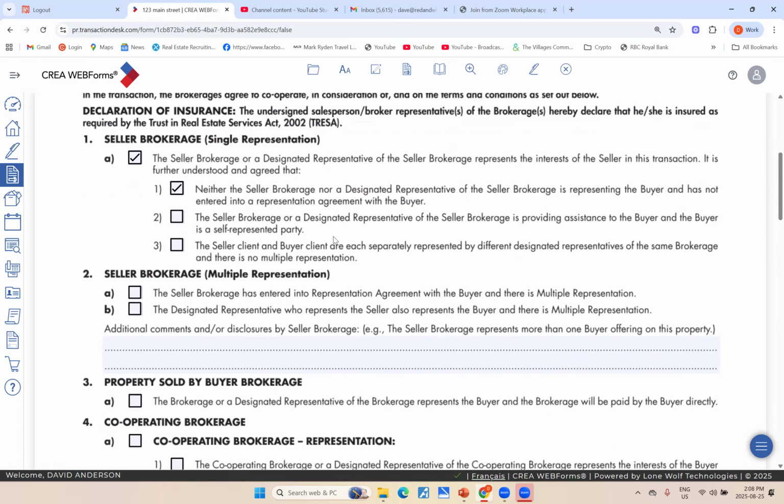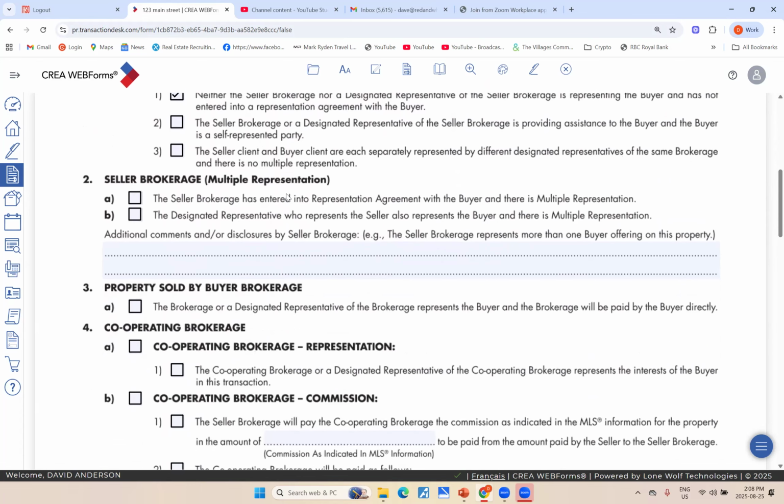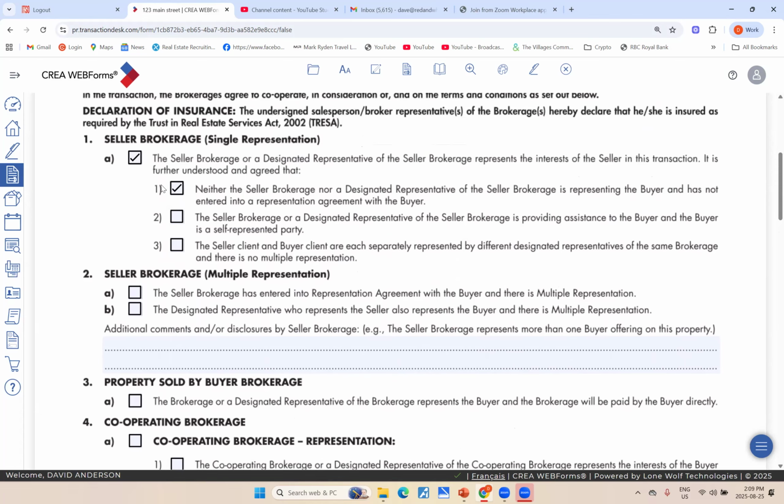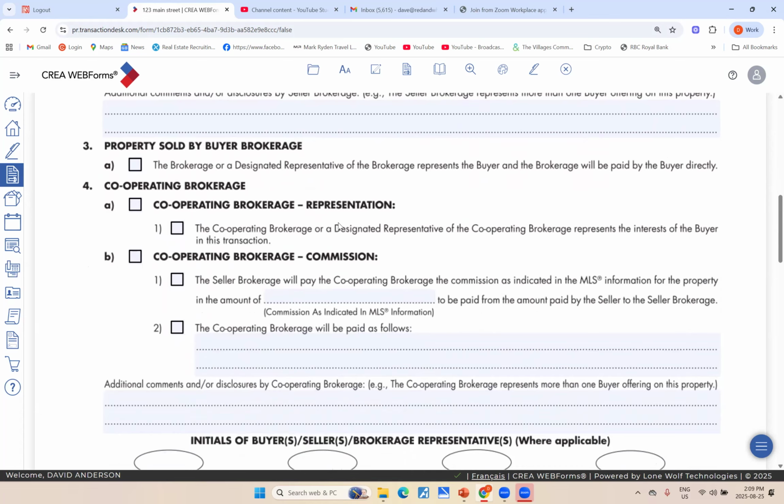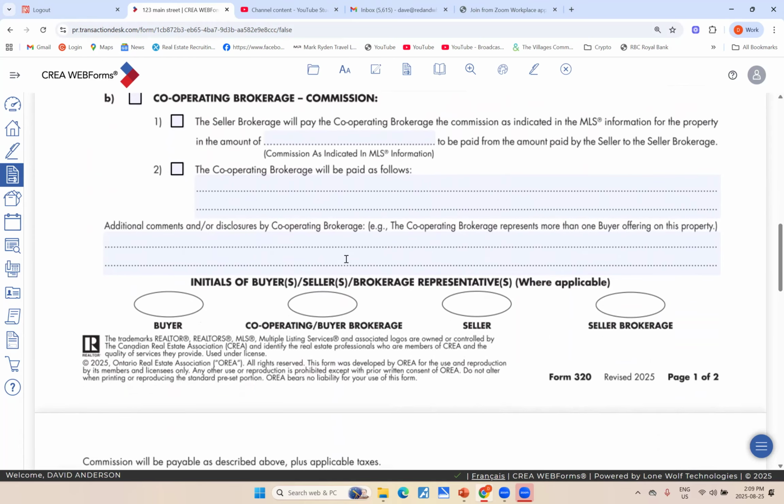You're the seller brokerage. If you're in multiple representation, you go to 2AB, which is the seller brokerage has entered into a representation agreement with the buyer and there is multiple representation. Or the designated representative who represents the seller also represented the buyer, and there is multiple representation, which would be 2B. So we would be either 1A1 or 2B in multiple representation. The cooperating brokerage, we don't fill that out because that's up to them.